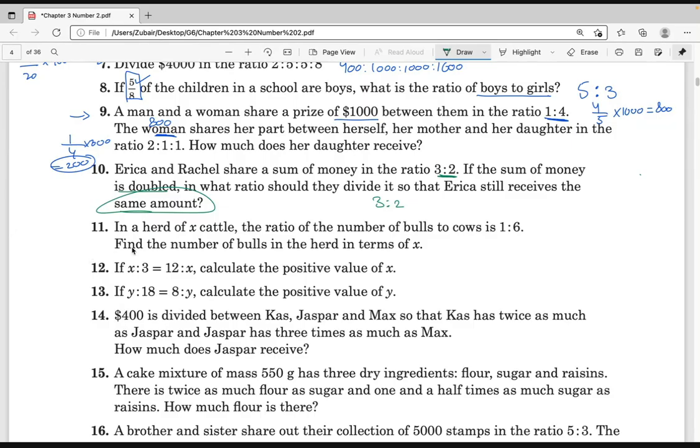Number 11. In a herd of X cattle, the ratio of number of bulls to cows is given. Find the number of bulls in the herd in terms of X. So there are total X. So bulls are 1 out of 7 of X. So I'm getting X by 7.